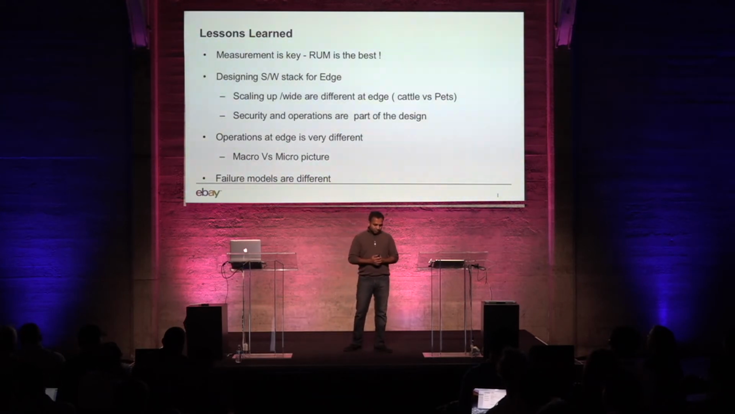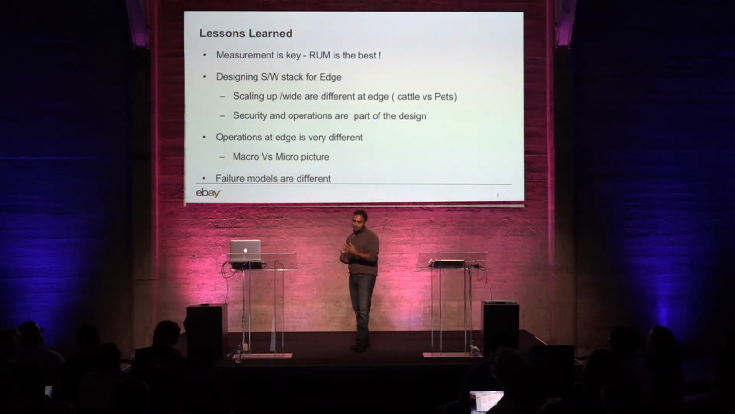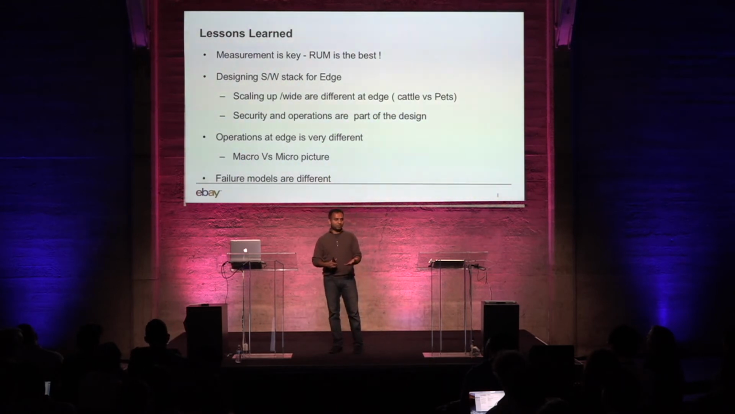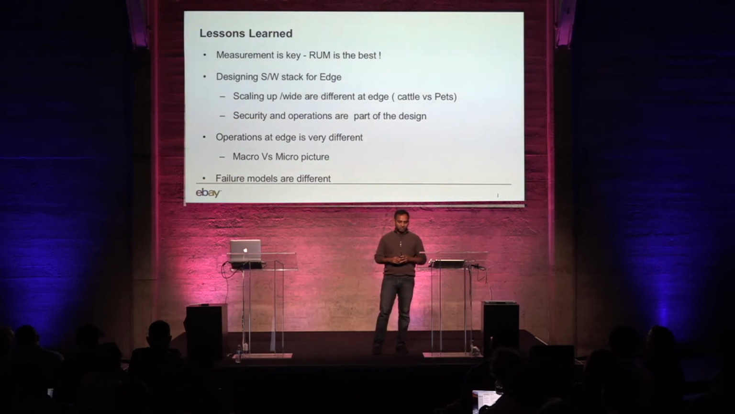And the last one is failure modes. The failure modes are way, way different. When we're building a data center, the failure modes are much different compared to the edge. You'll be exposed to a lot more gray failures. Gray failures are very hard to detect and troubleshoot, and that's where measurement comes into place, because you might find that for the same user on the same network, one of your POPs is doing awesome, but the other POP is not doing that great. So RUM is your best friend who's going to come and rescue us. These are the lessons that we learned in the process.